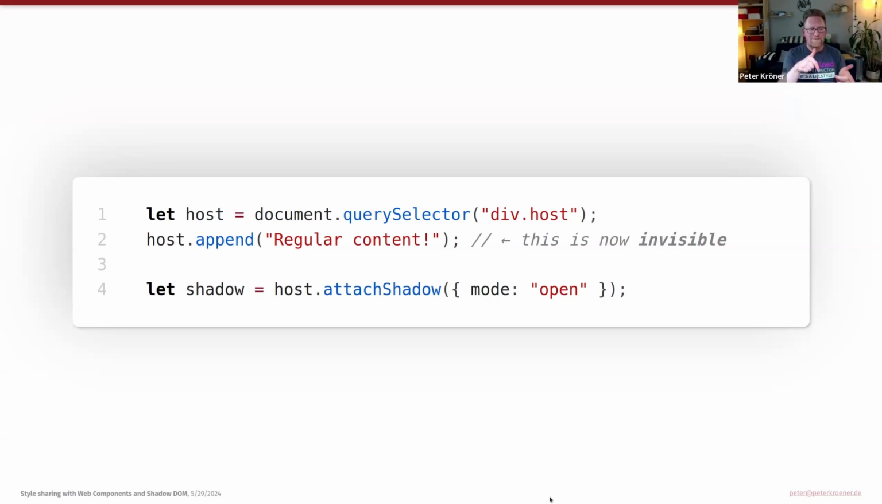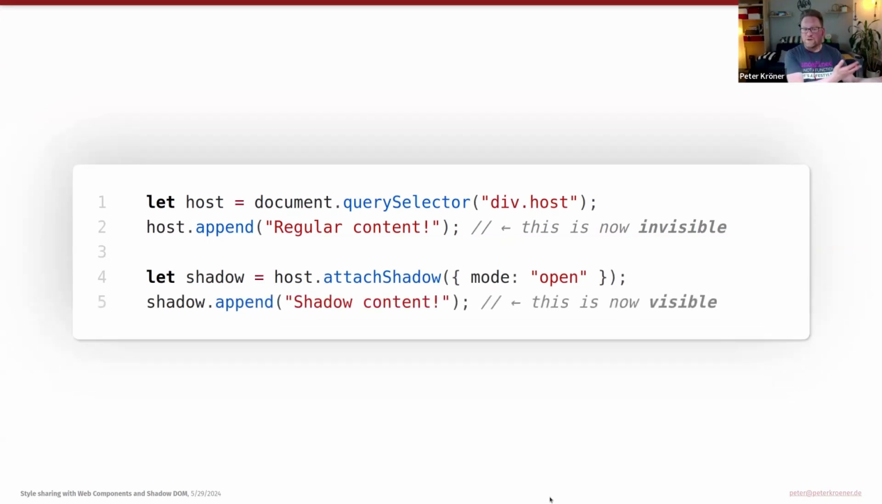This shadow tree, the object shadow here in line 4, is now just a regular node. It's kind of like an HTML element, which means that you can use all sorts of DOM manipulation methods on the shadow element. You can set the inner HTML, or you can append a text node to the shadow root. And now this text, shadow content, is visible and regular content is not visible. Regular content turned invisible the moment we attached the shadow root to the host element. But now the shadow root contains some content, this content being the text shadow content. This is now what's visible, and regular content is invisible.